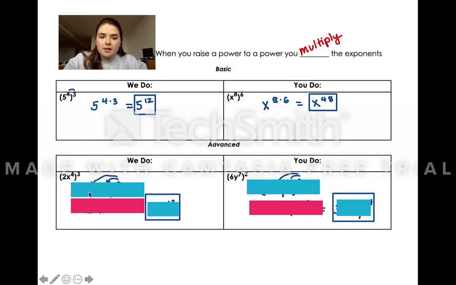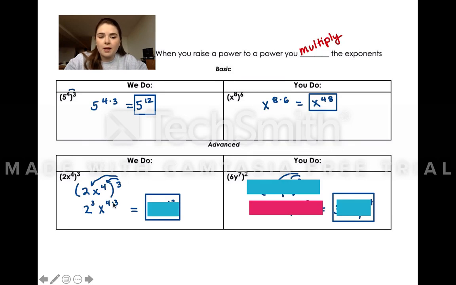The key here is to make sure that you are applying the exponent to all the terms inside the parentheses. So all I've done is I've drawn arrows to everywhere that we need to cube. So we're going to simply multiply those powers. So remember, 2 is the same as 2 to the first, so this becomes 2 to the third.